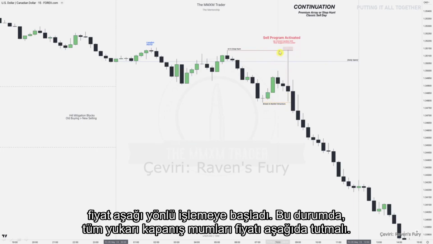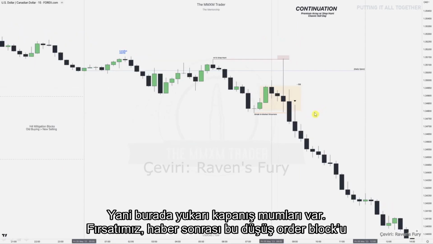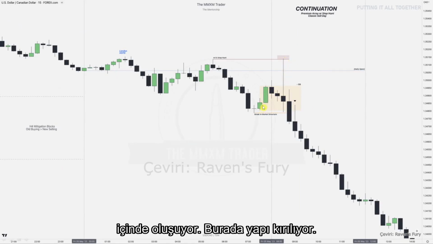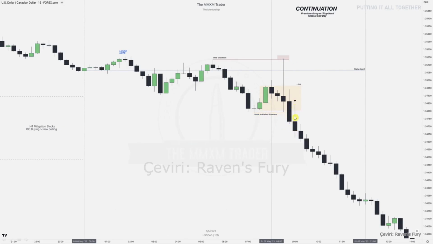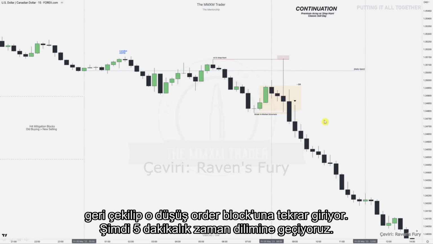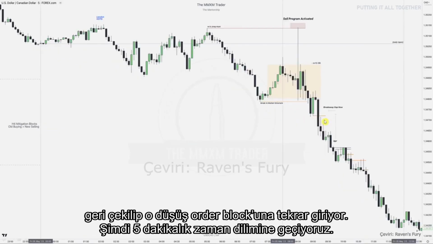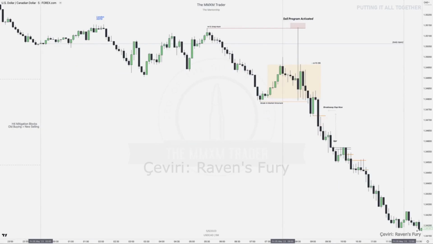In this occasion, all up close candles should support price lower, right? So we have these up close candles up here. And you can actually see our opportunity lies after that news release, after that stop hunt, inside this bearish order block, and we break down structure here. So this 15-minute time frame breaks lower, this candle breaks lower, and the next candle dips back into that bearish order block. So going into the 5-minute time frame, short-term perspective.